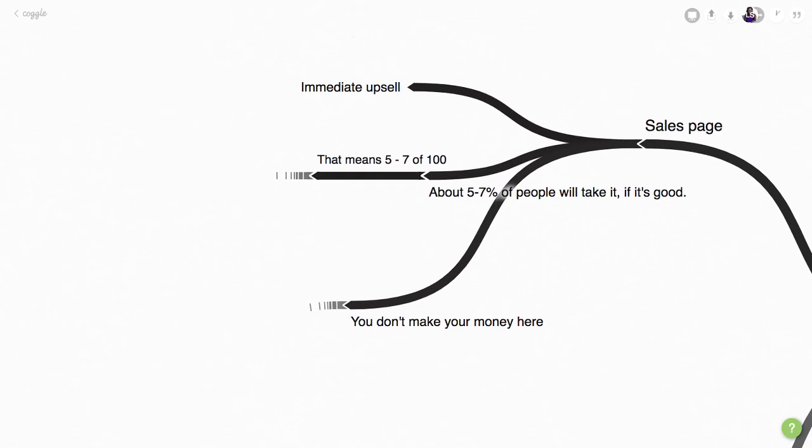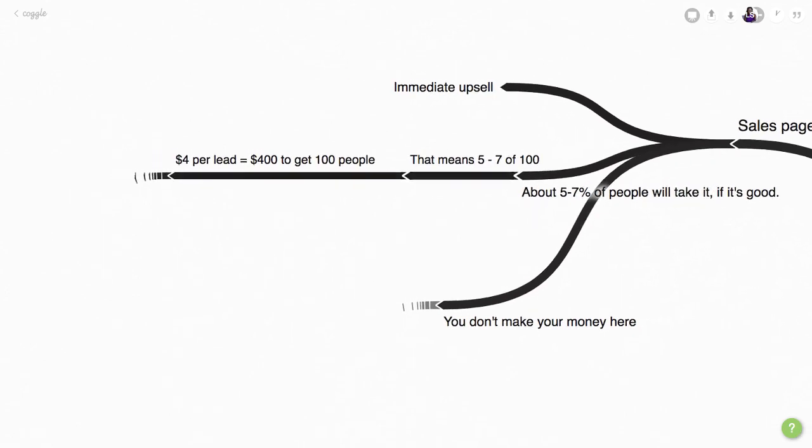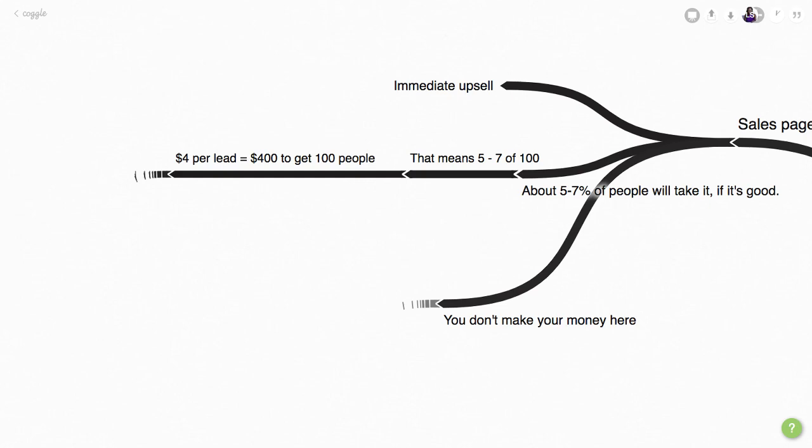All right, so that means that if you can get 100 people signed up for your free thing, not 100 clicks, 100 people to sign up, so you've got 100 email addresses, and you have a 5 to 7% take rate, that means that 5 to 7 people of those 100 people will accept that paid offer. Now let's say that you're spending about $4 per lead.